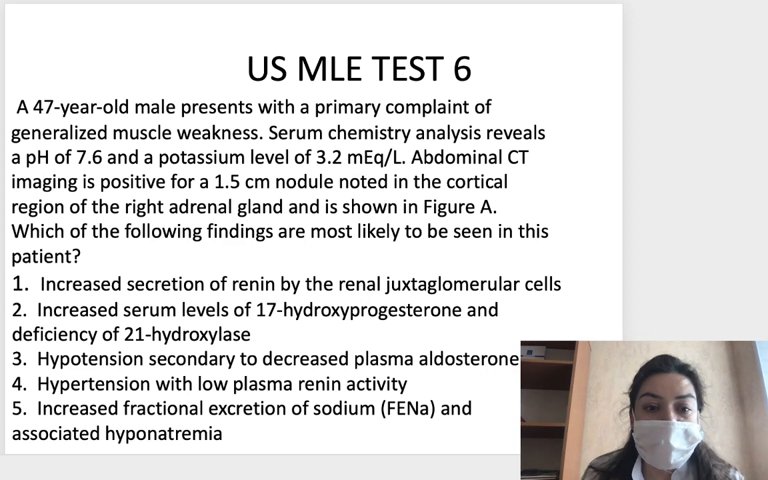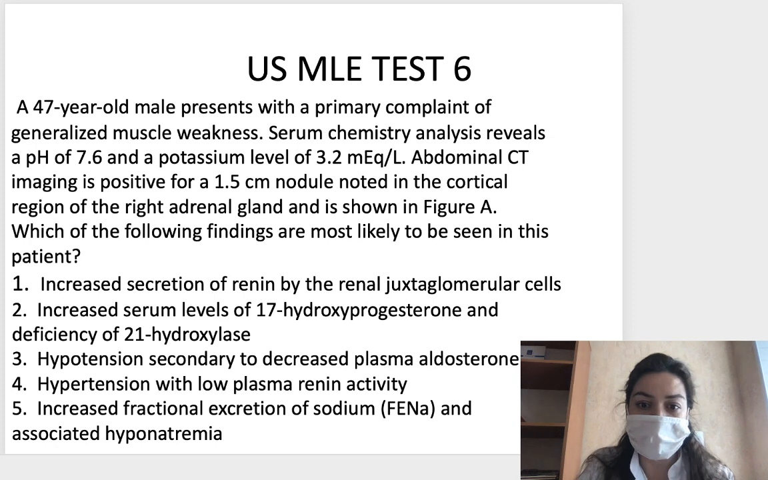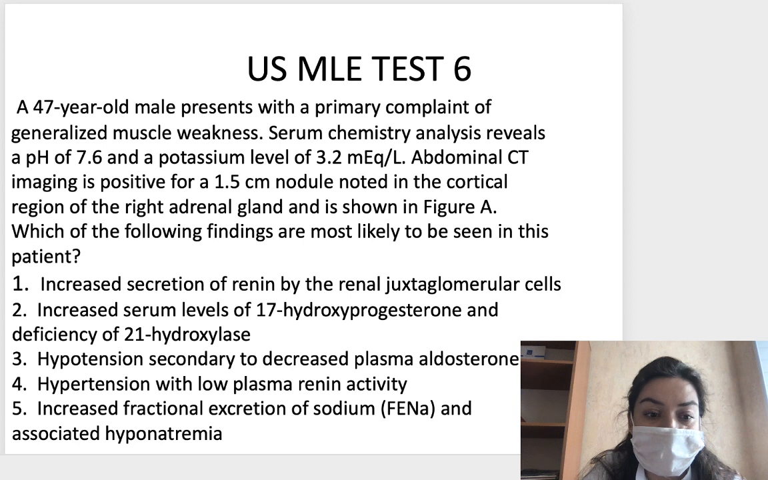First option, increased secretion of renin by renal juxtaglomerular cells. Second, increased serum level of 17-hydroxyprogesterone and deficiency of 21-hydroxylase. Third, hypotension secondary to decreased plasma aldosterone. Fourth, hypertension with low plasma renin activity. And last one, increased fractional excretion of sodium and associated hyponatremia.